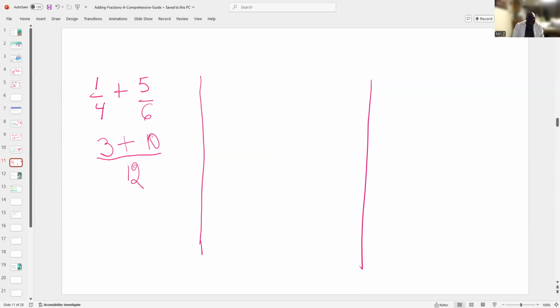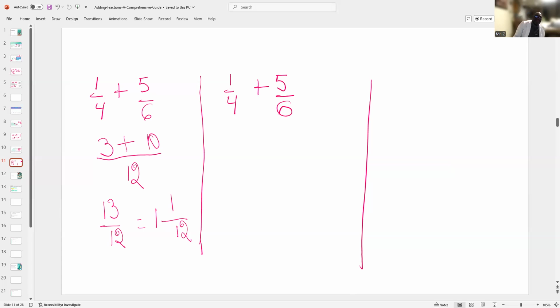So you will have 13 over 12. What kind of fraction is this? It's an improper fraction. So you can convert that to a whole number and a proper fraction. 12 will go into 13 only 1 time, and the remainder is going to be 1. That is one way to solve that. Let's do the same exercise and solve it a different way.